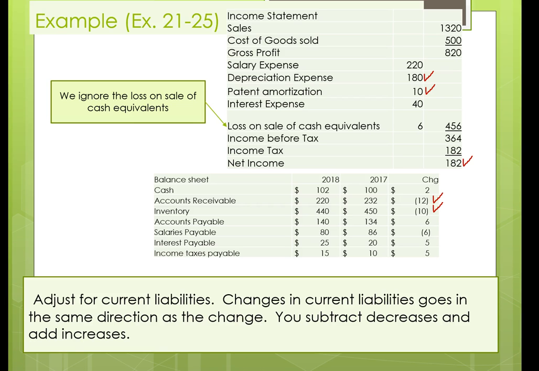Now we're going to adjust for current liabilities. Now again, this is different. Changes in current liabilities go in the same direction as the change. You subtract decreases and add increases. So we're going to add in that increase in accounts payable, subtract out the decrease in salaries payable, and add in the increase for interest payable and income tax payable.